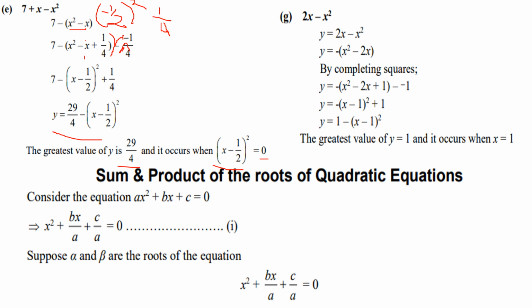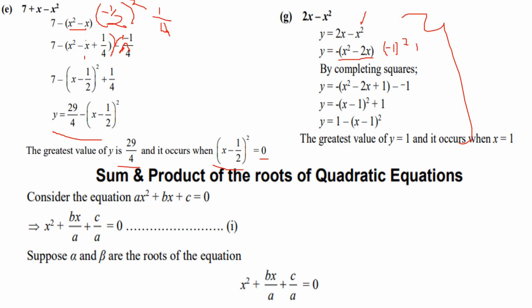Now we do the same for part G. For part G, the coefficient of x squared was negative. That's why we started by prime factorizing. After doing that, you get the coefficient of x. It's negative 2. You half it, you are going to get negative 1. Then you square it after halving. You are going to get 1.